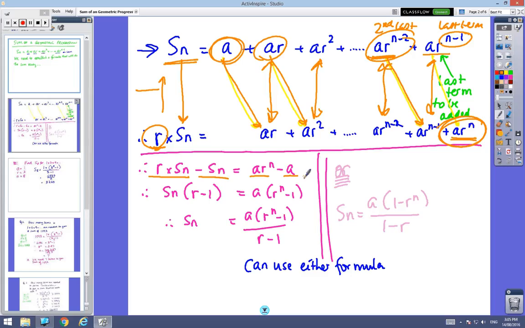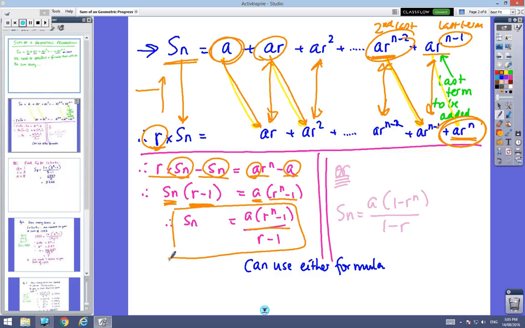Okay? Now, have a look, we've got Sn as common, so we factorise Sn. So we have Sn(r minus 1), and on this side we've got a common, so I take out a, and I get left with r^n minus 1. And then just divide by r minus 1, so that goes to the bottom, and we have what's going to be a really neat formula.